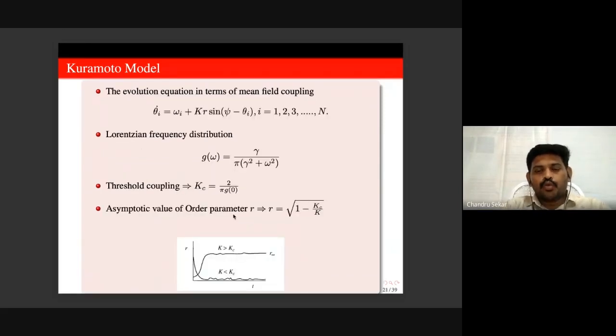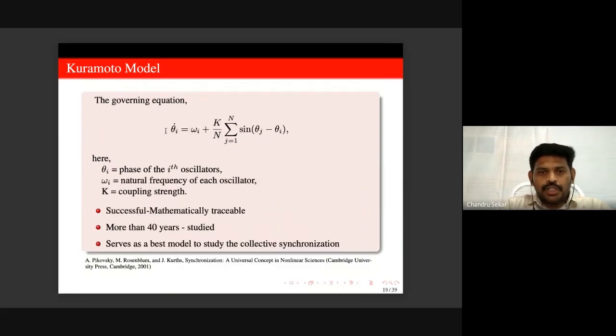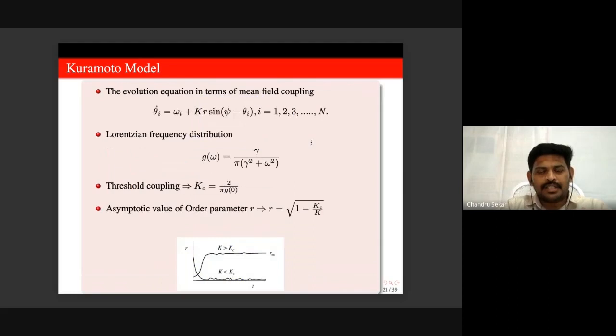Okay, now substitute this order parameter equation into the original equation. Kuramoto converted the coupled phase model into a mean field model. Here, the oscillators are no longer coupled to each other, they are only coupled to their mean field. Okay, so this is an interesting transformation.